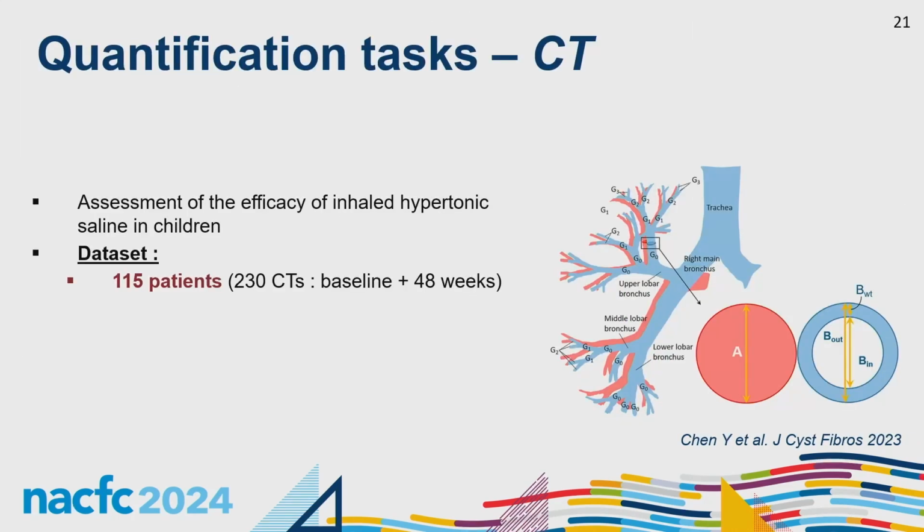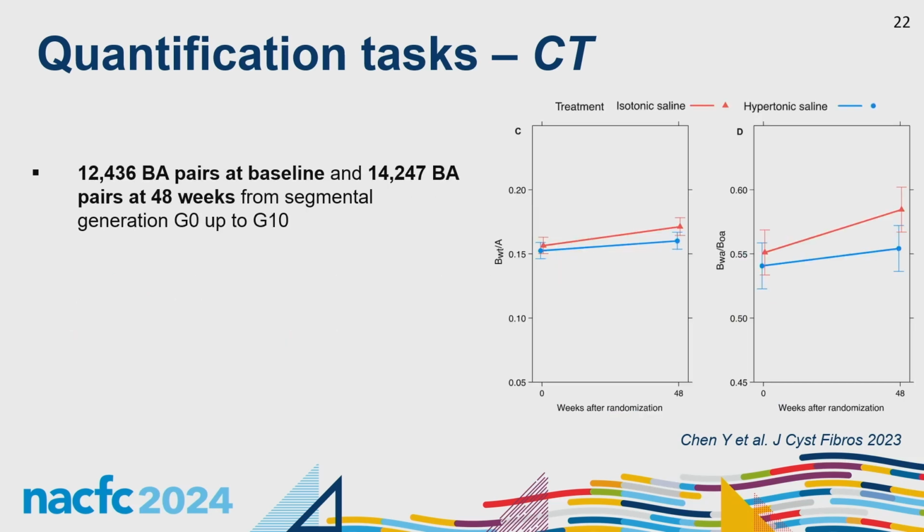So these tools have also been used in another data set to assess the efficacy of inhaled hypertonic saline in children. They had 115 patients, 230 scans, because they had baseline and follow-up CT scans. They did all the measurements using the software, as they also had lung clearance index.